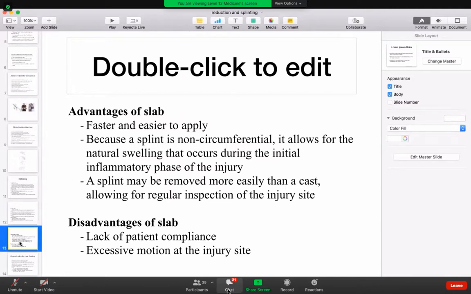Because it's non-circumferential, it allows for natural swelling that occurs during the initial inflammatory phase of the injury. A splint may be removed more easily than a cast, allowing for regular inspection of injury site. Disadvantage, lack of patient compliance because it can be removed easily, and excessive motion at the injury site.